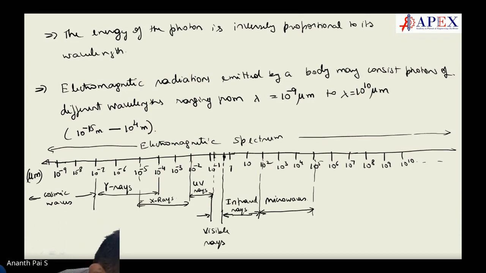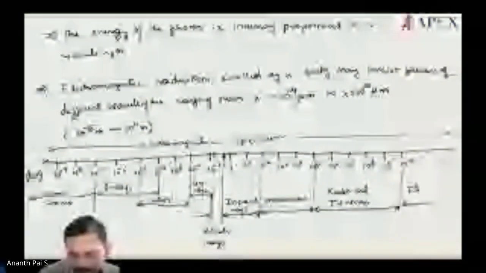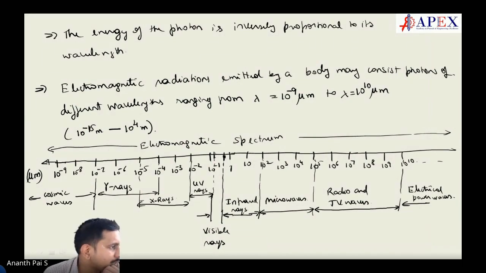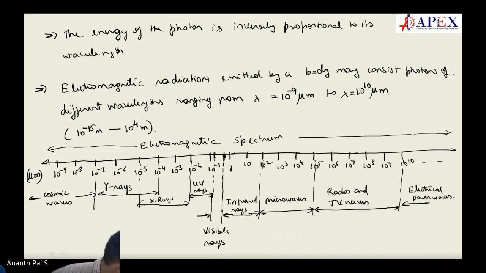Then after microwaves, up till around 10 power 10, you have radio and TV waves. Then we have electrical power waves after that. I'm not sure about those, but there is something called electrical power waves. So these are all the things which are there.